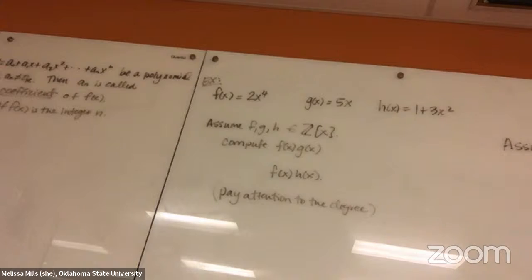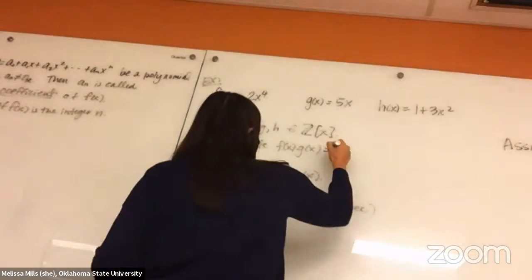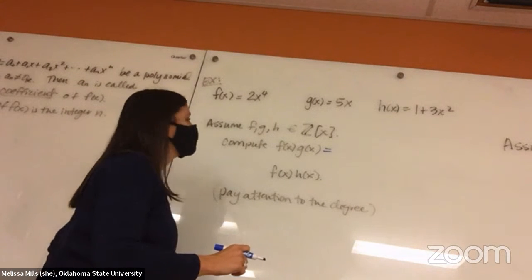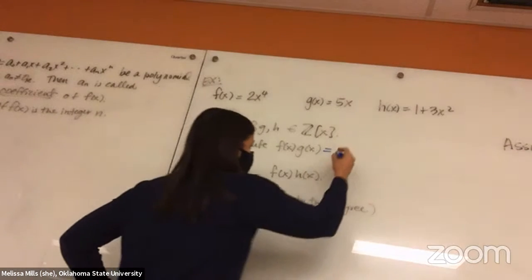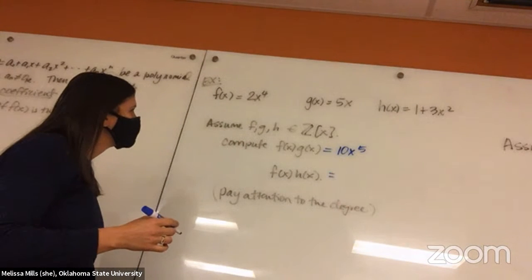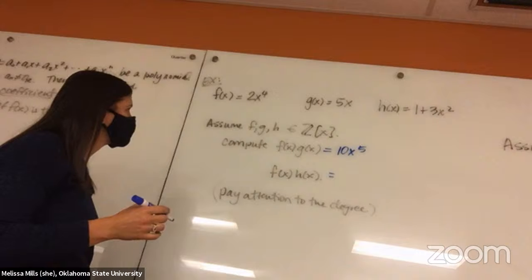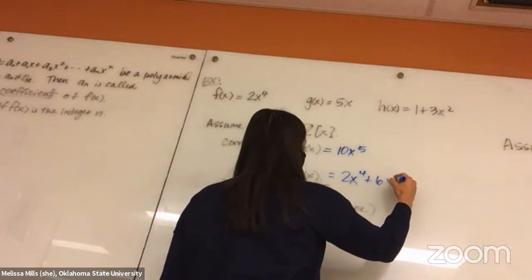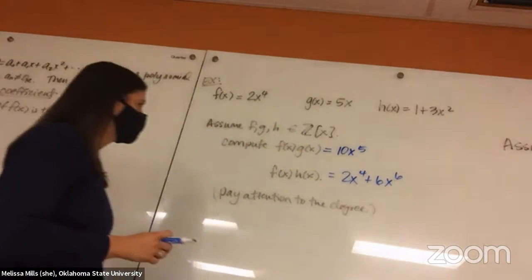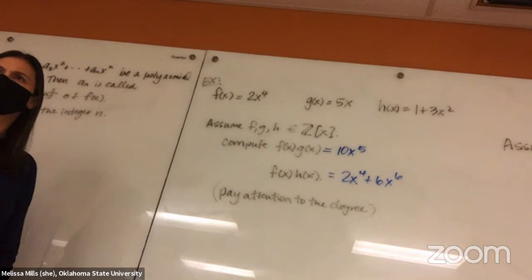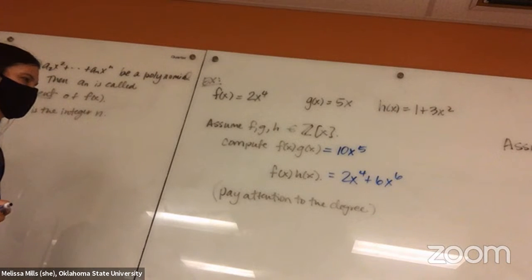Okay, what did we get here? Did you have time to do f times g here? It's 10x^5, yeah. Okay, and how about here? 2x to the 4th plus 6x to the 5th. All right, and did anyone notice anything about the degree of the product? Did you see what was happening with the degrees?